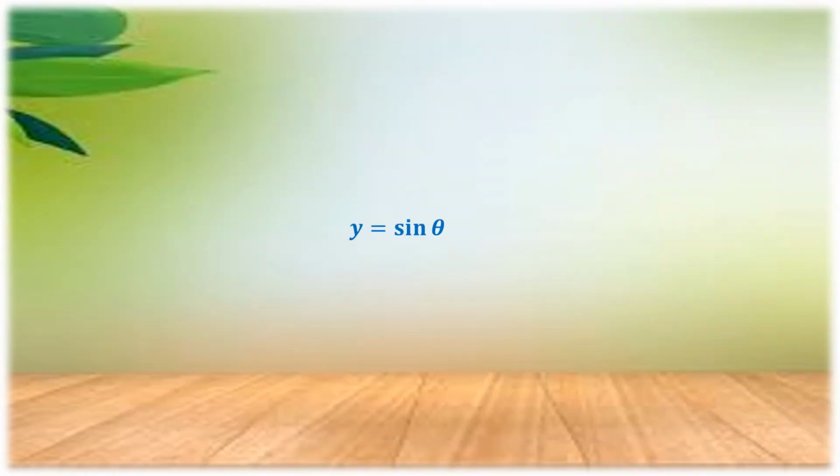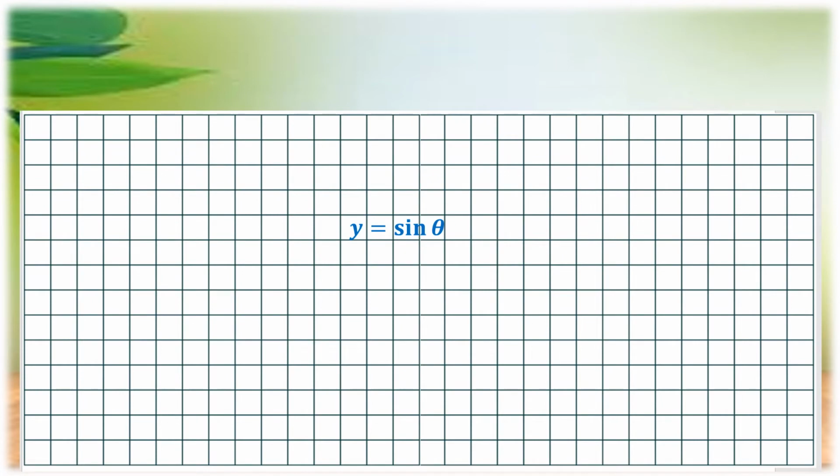First, we are going to graph y is equal to sine theta. In here, we are going to graph it manually. So we will be having the x-axis and the y-axis. Under your y-axis, we will be having positive 1 and negative 1. Along your x-axis, we will be using the radians. And remember that pi is equal to 180 degrees. In here, we will base our answer on the unit circle.